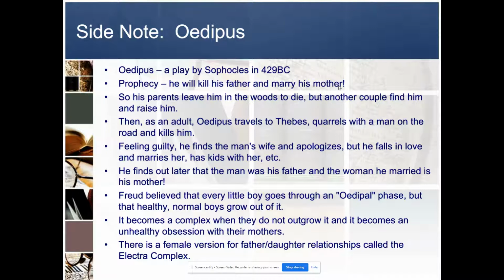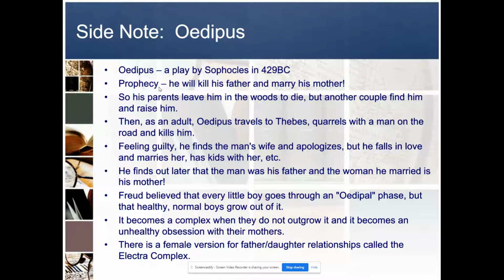The whole idea is when Oedipus is a baby, his parents take him to an oracle who can predict the future. And the oracle predicts that Oedipus will grow up to kill his father and marry his mother. His parents are horrified. They don't want that to happen. And so they decide to just leave this baby in the woods and let him die and have another one. Sounds horrible, but something people used to do back then, I guess. Luckily for Oedipus, another couple finds him in the woods and raises him.